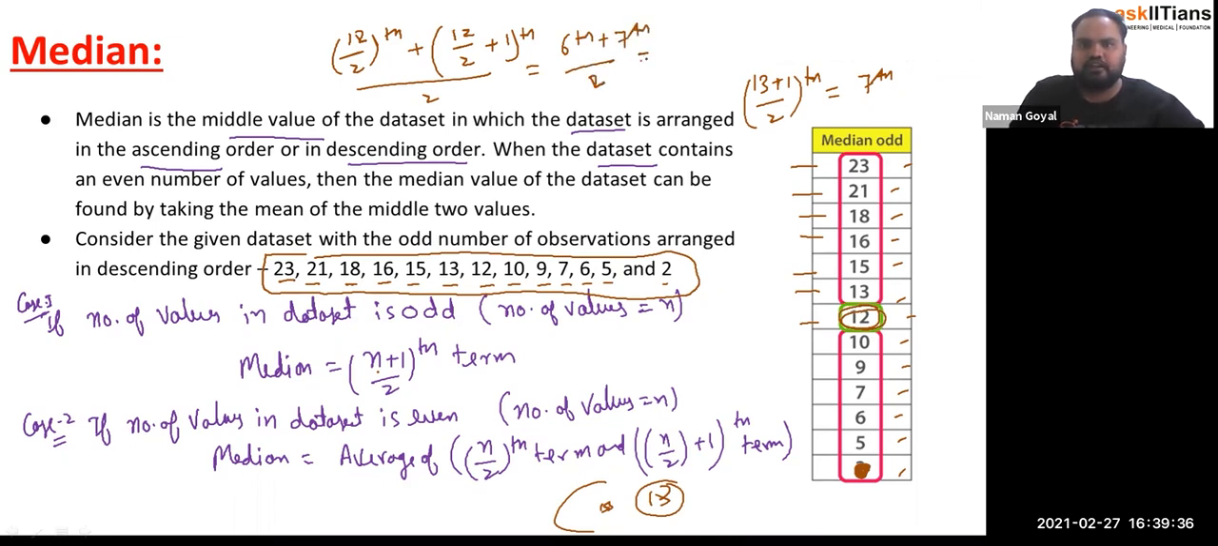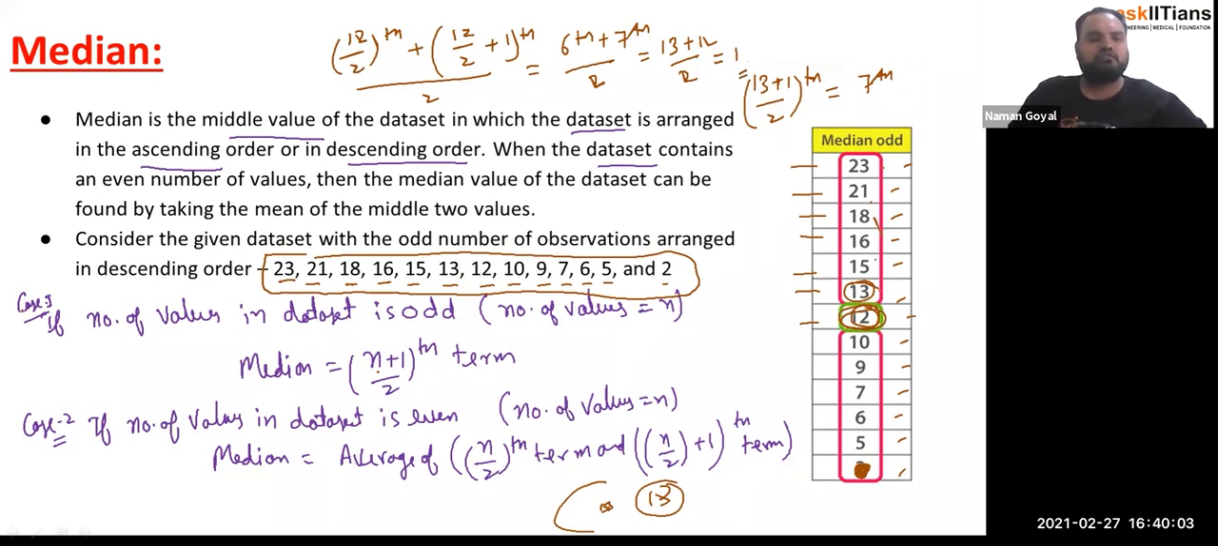So you can tell me what is the 6th term? 1, 2, 3, 4, 5, 6. 13 is the 6th term and 12 is the 7th term. So 13 plus 12 by 2 is the answer, right? If you add 13 and 12, how much do you get? 25 by 2. So it will be 12.5. The answer is 12.5 is the median. Are you getting my point?